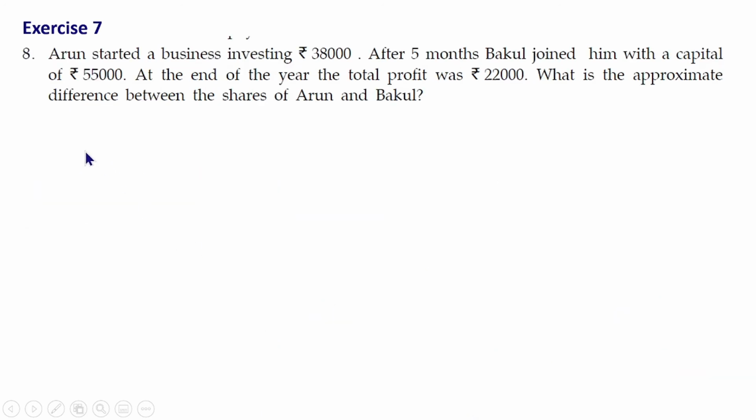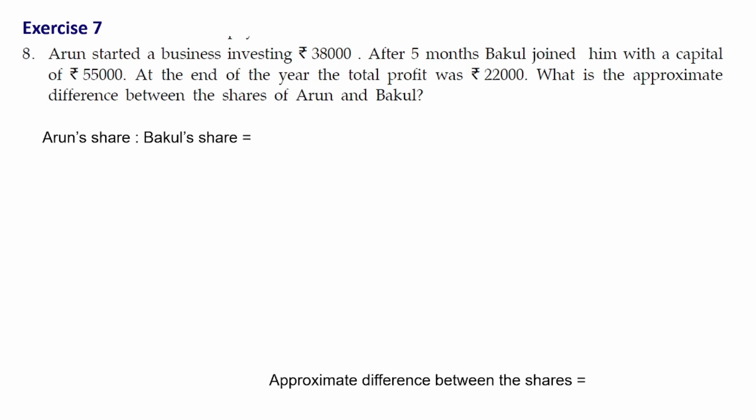Next question, last question. Arun started a business investing rupees 38,000. After 5 months, Bakul joined him with a capital of rupees 55,000. At the end of the year, the total profit was rupees 22,000. What is the approximate difference between the shares of Arun and Bakul? So this is an easy question. We have to do some multiplication.